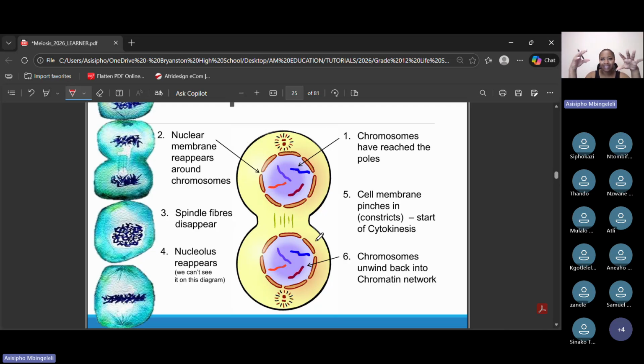But what is the key thing here? We're able to see 2 cells. This is cell number 1 and this is cell number 2. That is our telophase. What is happening over here? We are having the cell membrane constricting. So this is preparing to basically separate the 2 cells. So eventually this will become a cell on its own and this will become a cell on its own. So that is called cytokinesis, division of the cytoplasm.